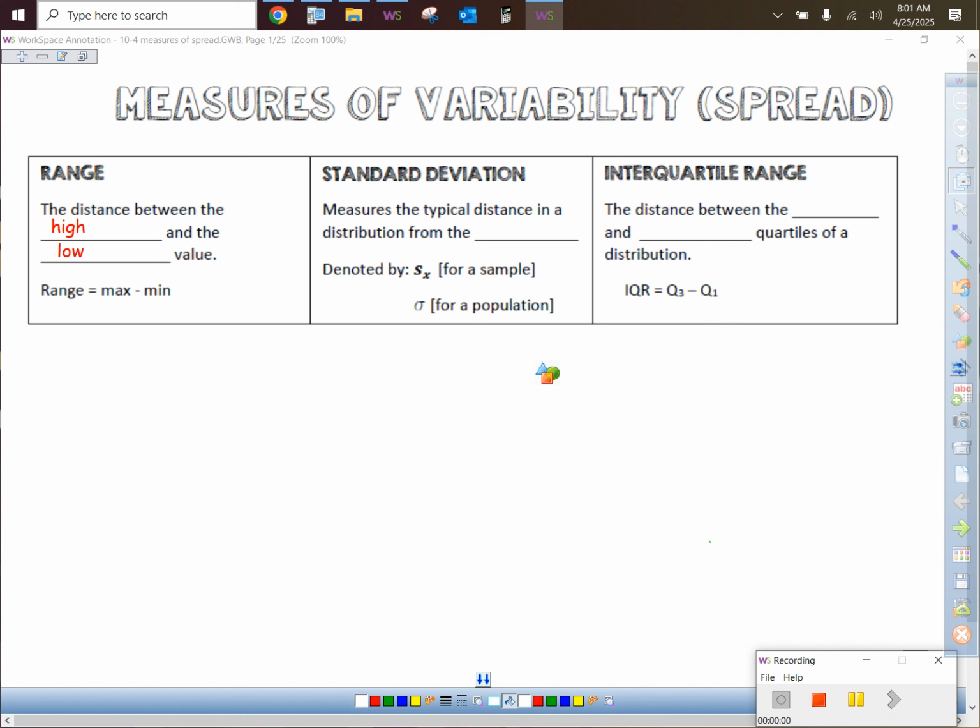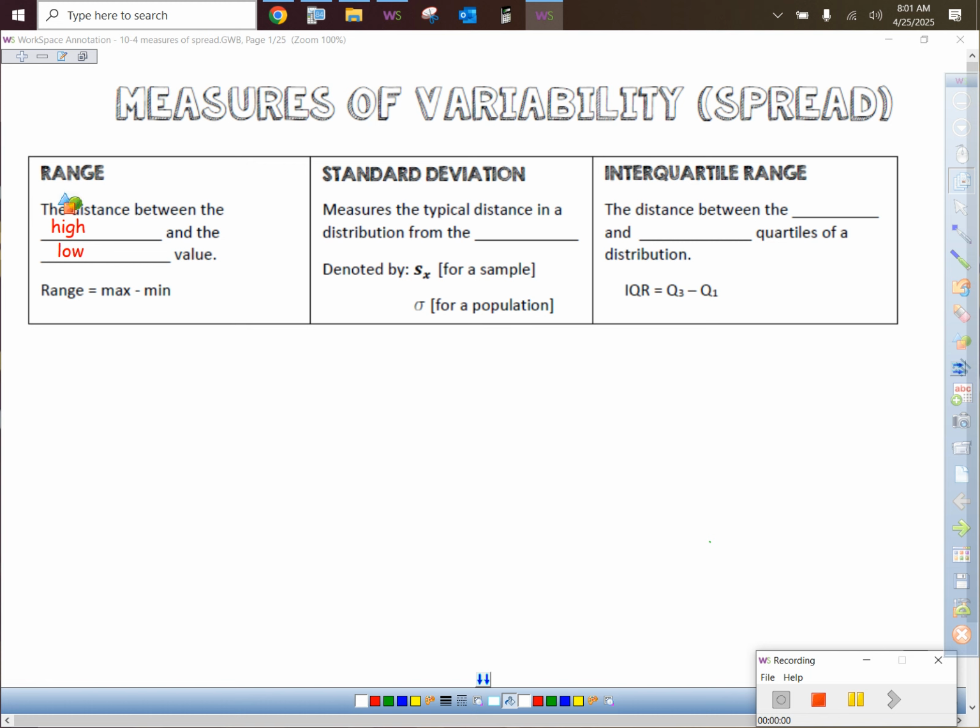10-4 in Advanced Algebra 1. Last time we did measures of central tendency. That was the mean, the median, and the mode, because they're all in the center of the data. That's why it's called central tendency. Today is measures of spread, also called measures of variability, like how spread out the data are.